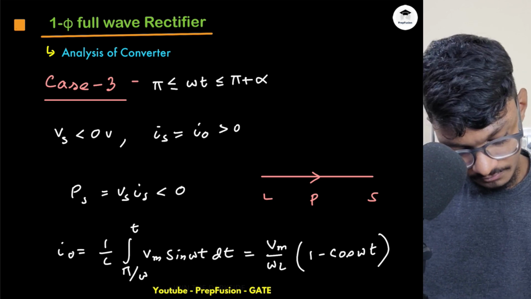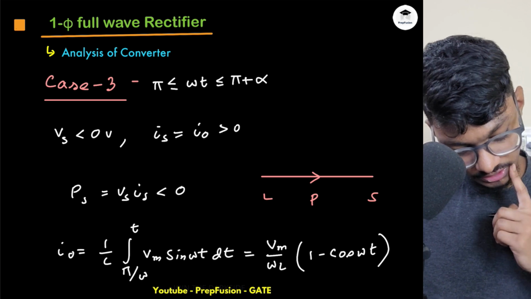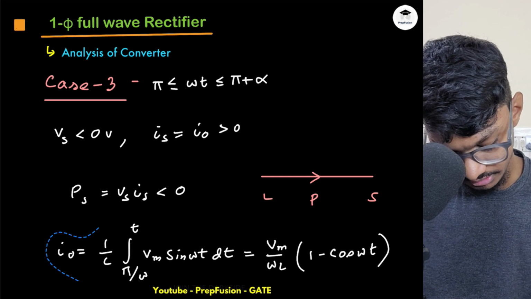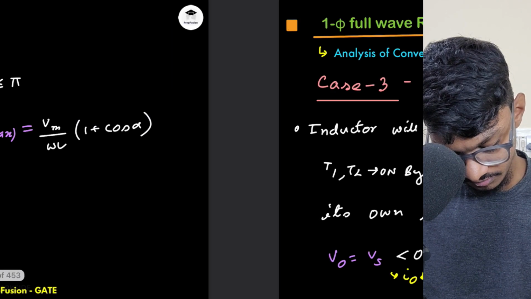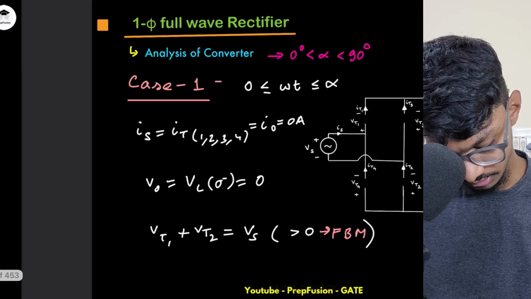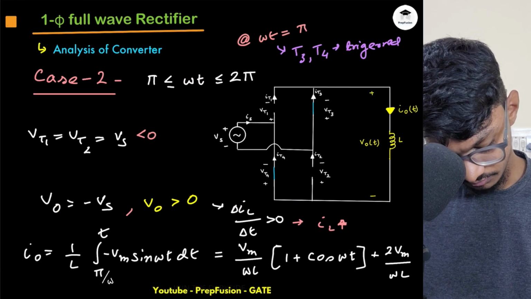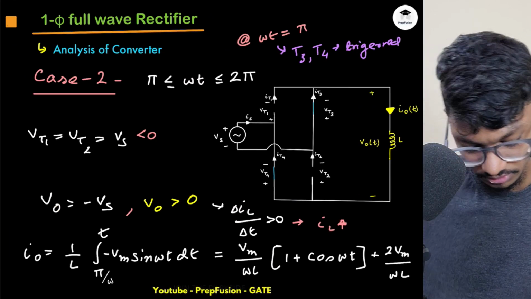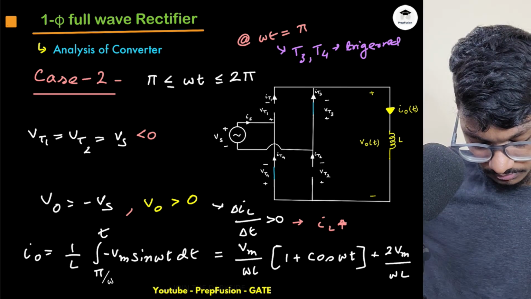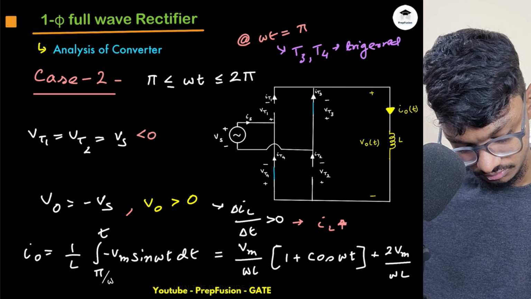Okay, so if I put here omega t equals to pi, this is going to 2 Vm upon omega L. Any mistake I'm making here? This is the same case that I did for the previous one as well, right? Okay, this is minus pi, that's why this was different, so that's why this became plus only. But this time this is not minus.